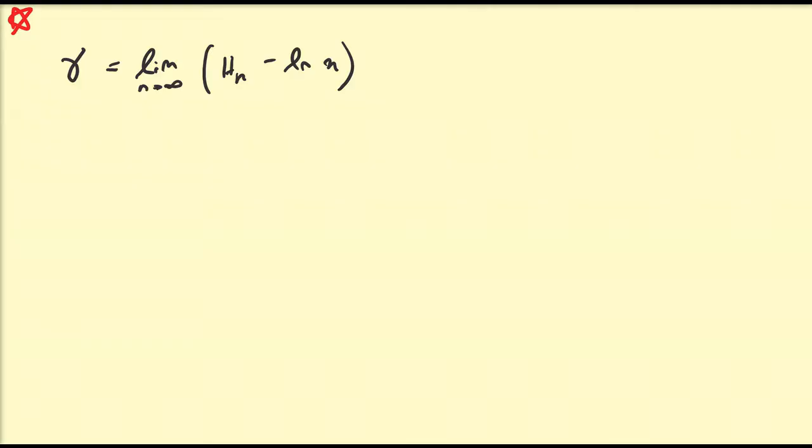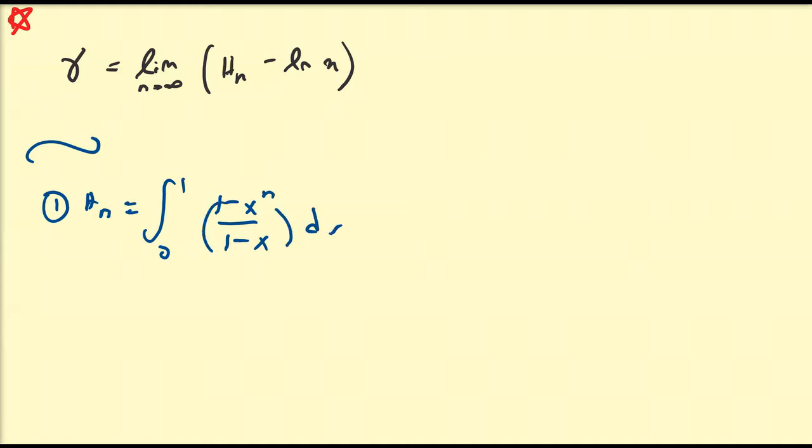So to begin, let us first review just a couple identities that we have for the natural logarithm and the nth harmonic number. So recall the following identities. The nth harmonic number can be represented by the integral from 0 to 1 of (1 minus x to the n) divided by (1 minus x) dx. And you can easily prove this via factorization of the numerator.